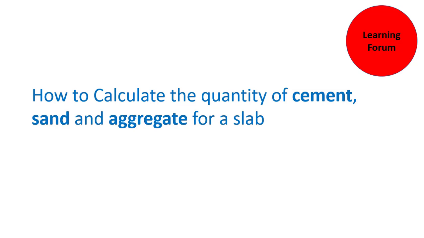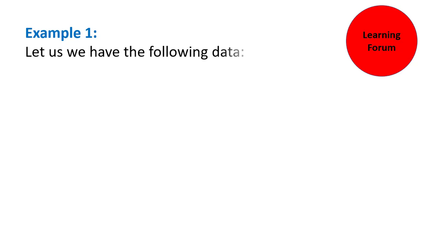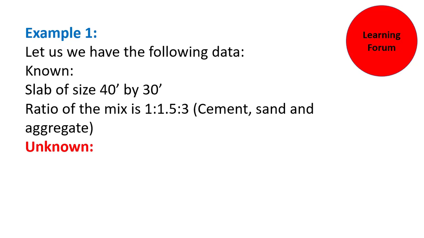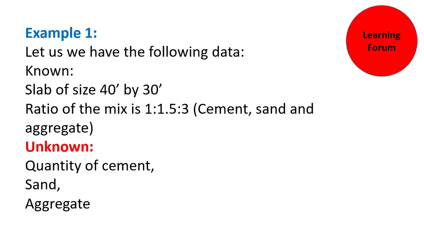Okay, how to calculate the quantity of cement, sand and aggregate for a given slab. We will try to demonstrate it with an example, and we are starting with the example, and the given data is, let us say we have the following known data. We know the slab size and the ratio of the mixture.